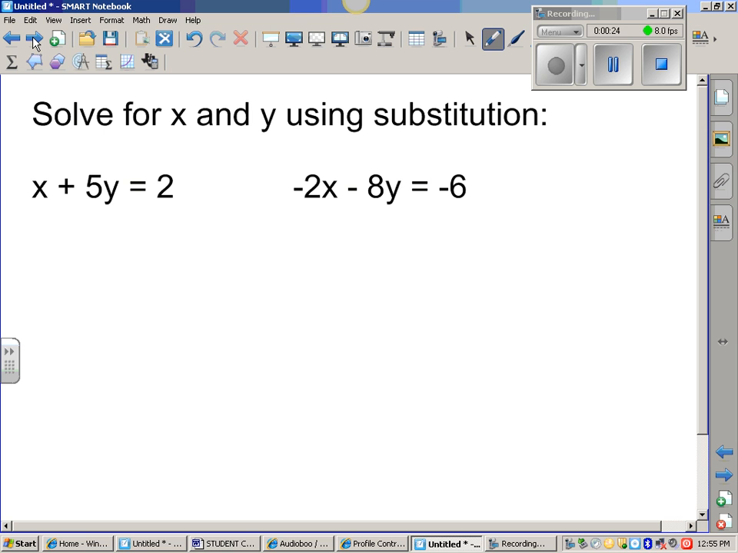Alright, you're going to subtract the 5y from both sides, so x equals 2 minus 5y. So every time you see an x, you plug in 2 minus 5y. Okay, so -2 in parentheses. Make sure you put the parentheses. It's important.